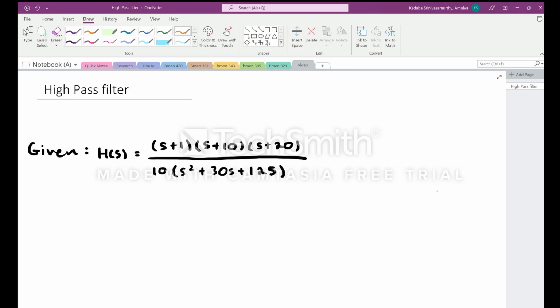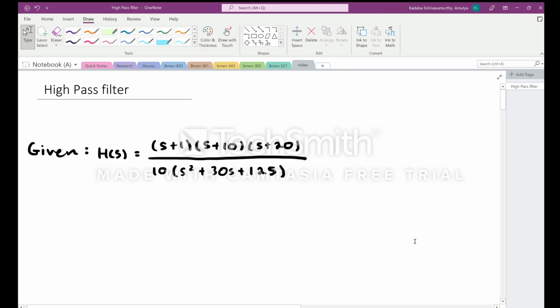As mentioned in class, the standard form for any zero or pole would be s over z plus 1 or s over p plus 1. So if we look at the zero s plus 10, you get a zero in standard form of s over 10 plus 1, with a constant of 10. This would be repeated for each zero and pole.